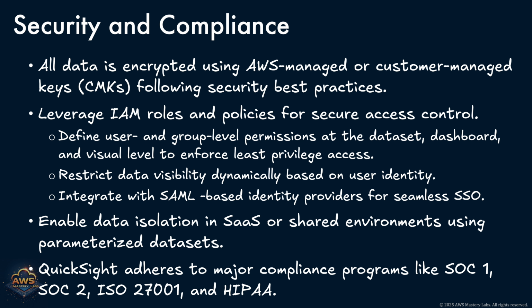QuickSight offers fine-grained access control, allowing you to define who can access what, at the level of datasets, dashboards, visuals, and even specific analysis features. For more advanced scenarios, QuickSight supports row-level and column-level security. This means different users can access the same dashboard, but only see the data relevant to them, filtered dynamically based on attributes. QuickSight also supports federated access and single sign-on (SSO) using SAML 2.0 identity providers.